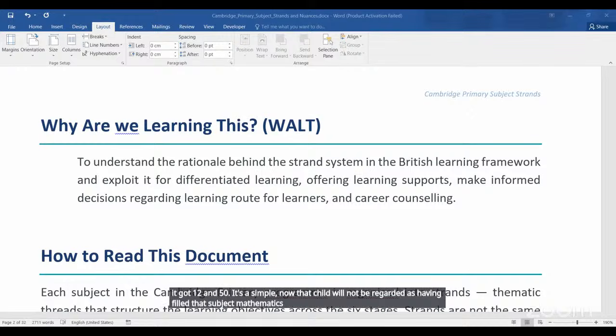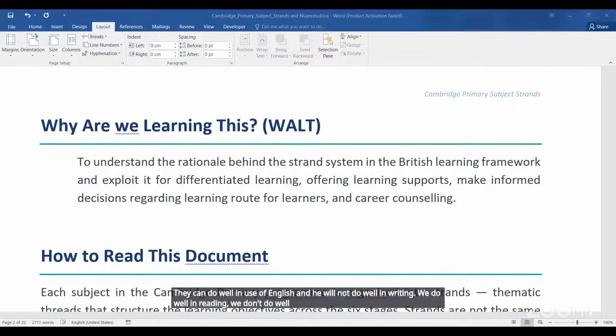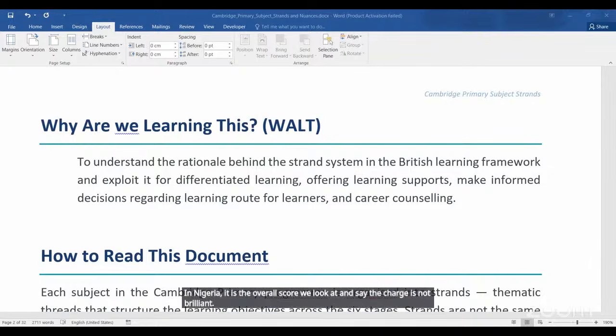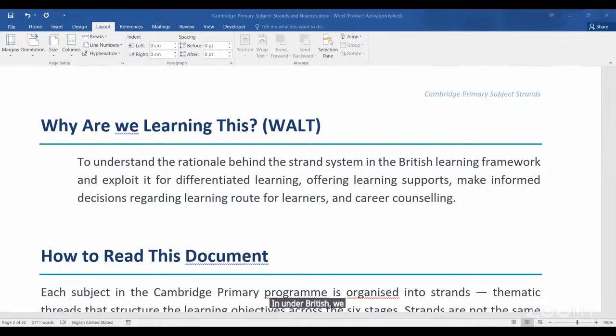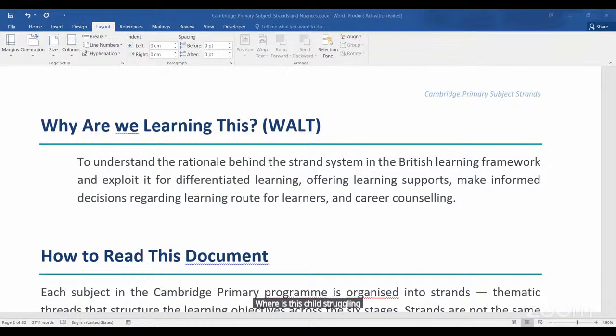Same thing goes for English. A child can do well in use of English and not do well in writing. He may do well in reading and not do well in speaking and listening. Doesn't mean the child is not brilliant. In Nigeria, it is the overall score we look at and say the child is not brilliant. In the British system, we don't look at the overall score. We look at individual strand scores to see where this child is brilliant and where this child is struggling. Then we offer support for the child where the child is struggling.